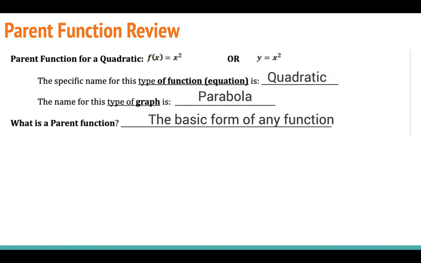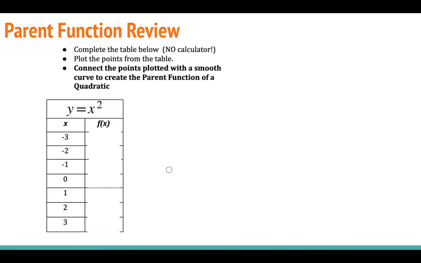So this vertex form can actually be used on any of the parent functions. The h, k, and a all operate the same for any function that we deal with. So the parent function for x squared, remember, it's just the set of points. So, 0 squared is 0, 1 squared is 1, negative 1 squared is also 1.